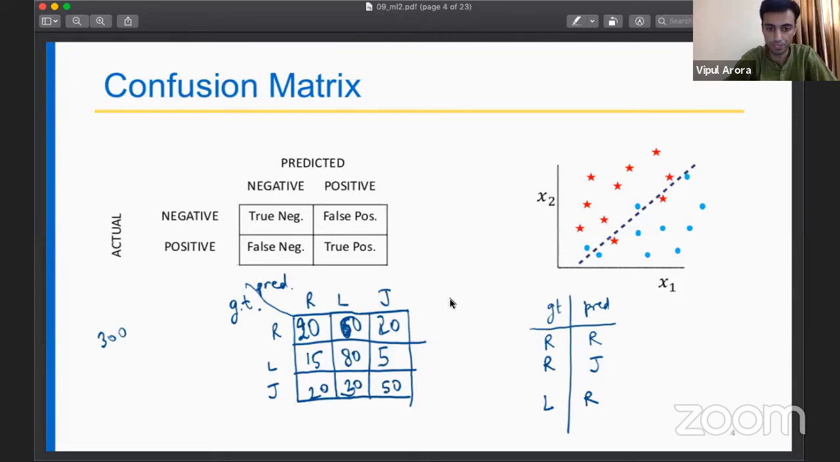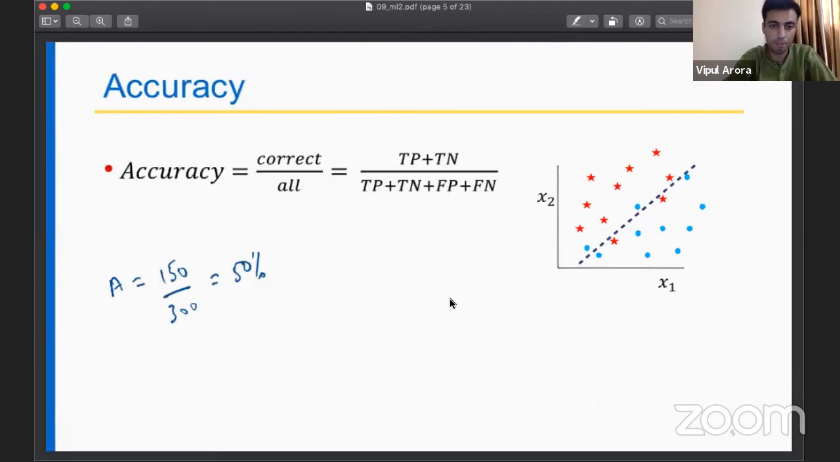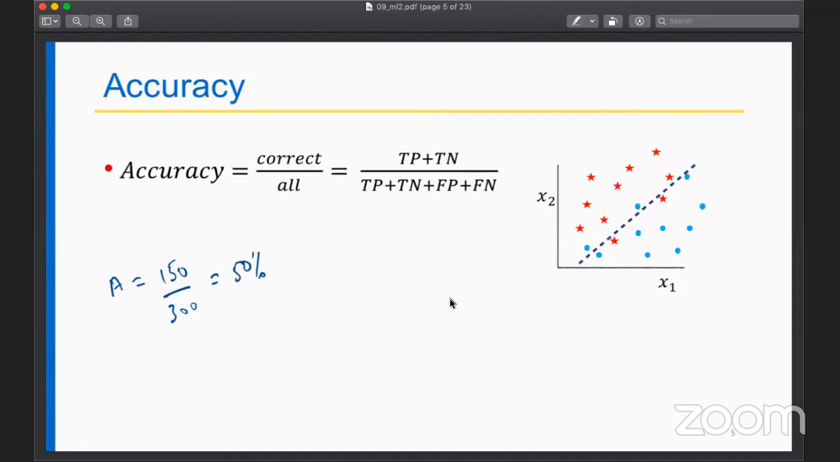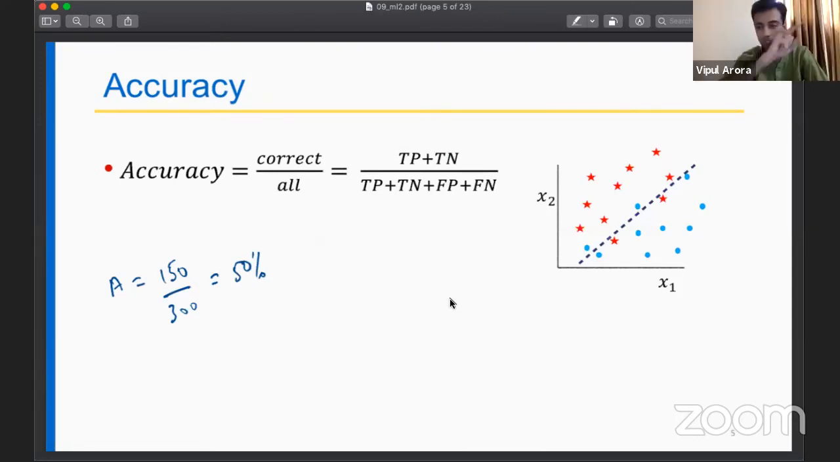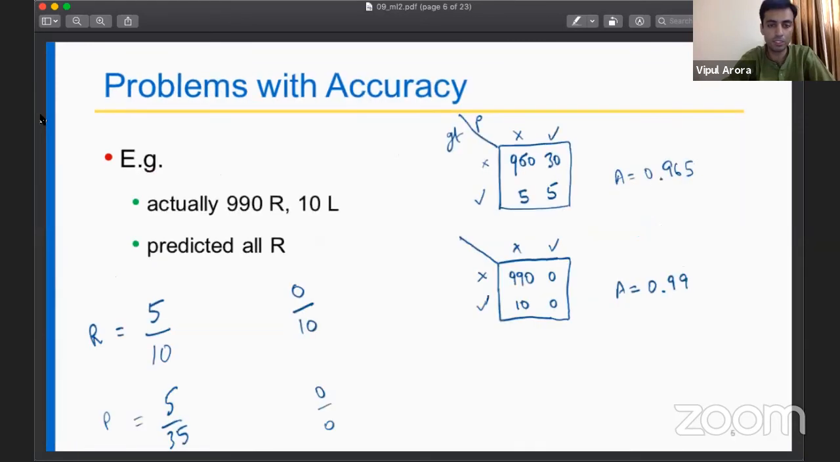Okay, so accuracy is basically trace divided by sum of all the elements. Trace means the sum of diagonal elements divided by sum of all the elements. That is the accuracy. Now, it is very much possible that accuracy is not a good measure. When will that happen? I think you have seen in the video also.